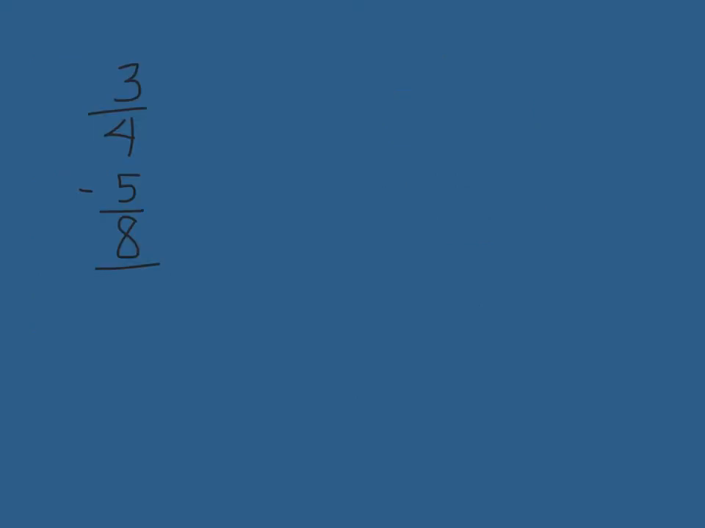So let's try another one. 3/4 minus 5/8. So I look, and again, my 4 goes into 8 evenly, so I'll only need to change this one. 8 will be our common denominator. So this one, to equal 8, I need to multiply that by 2. 4 times 2 gave me 8, so 3 times 2 equals 6. This one stays the same.